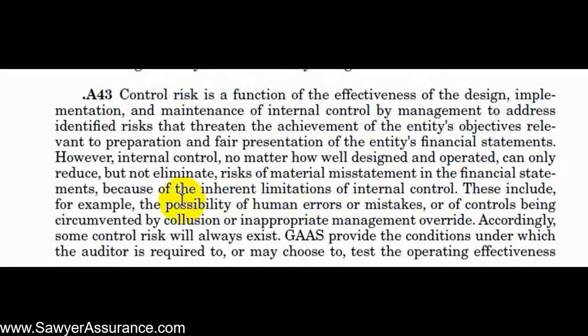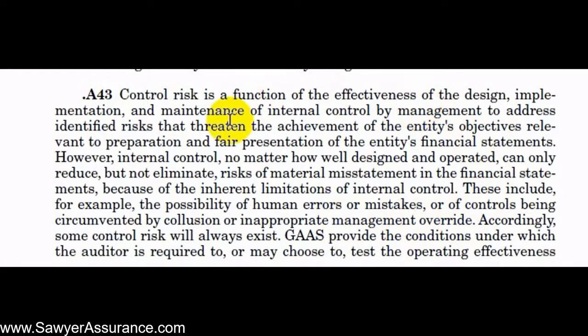One limitation is that humans generally make errors and mistakes every now and then, so they might not fulfill the control correctly or overlook some things. The controls can be circumvented by collusion, so if more than one individual within the organization agrees to not operate the control correctly, they could circumvent these controls without anyone knowing or finding out. And also there could be an inappropriate management override, where the boss comes over and tells an employee to do something that's outside of the normal controls, and the employee might feel the obligation to obey that manager.